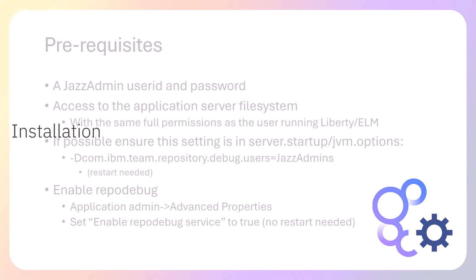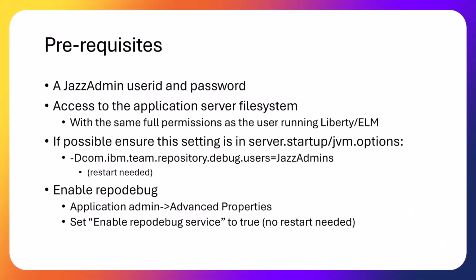Let's look at installation. There are some prerequisites. You'll need a JAS admin user ID and password. You'll need access to the application server file system with the same permissions as the user running Liberty or ELM.